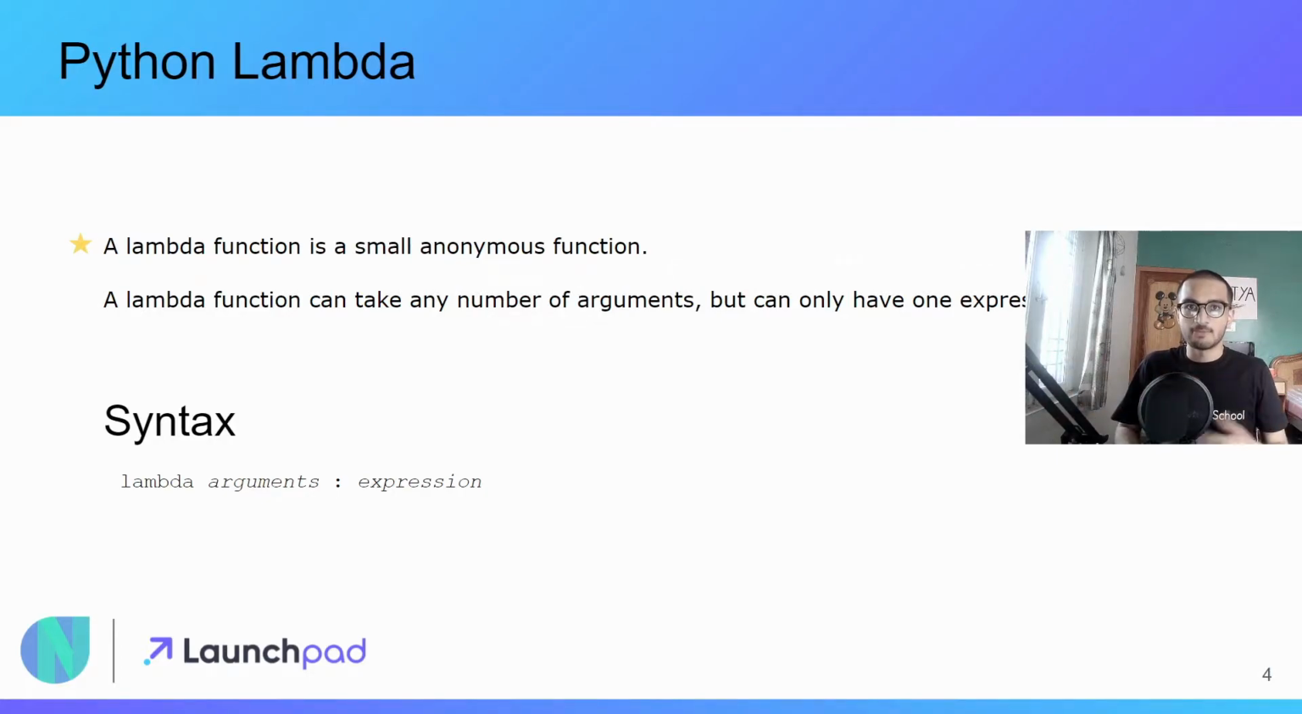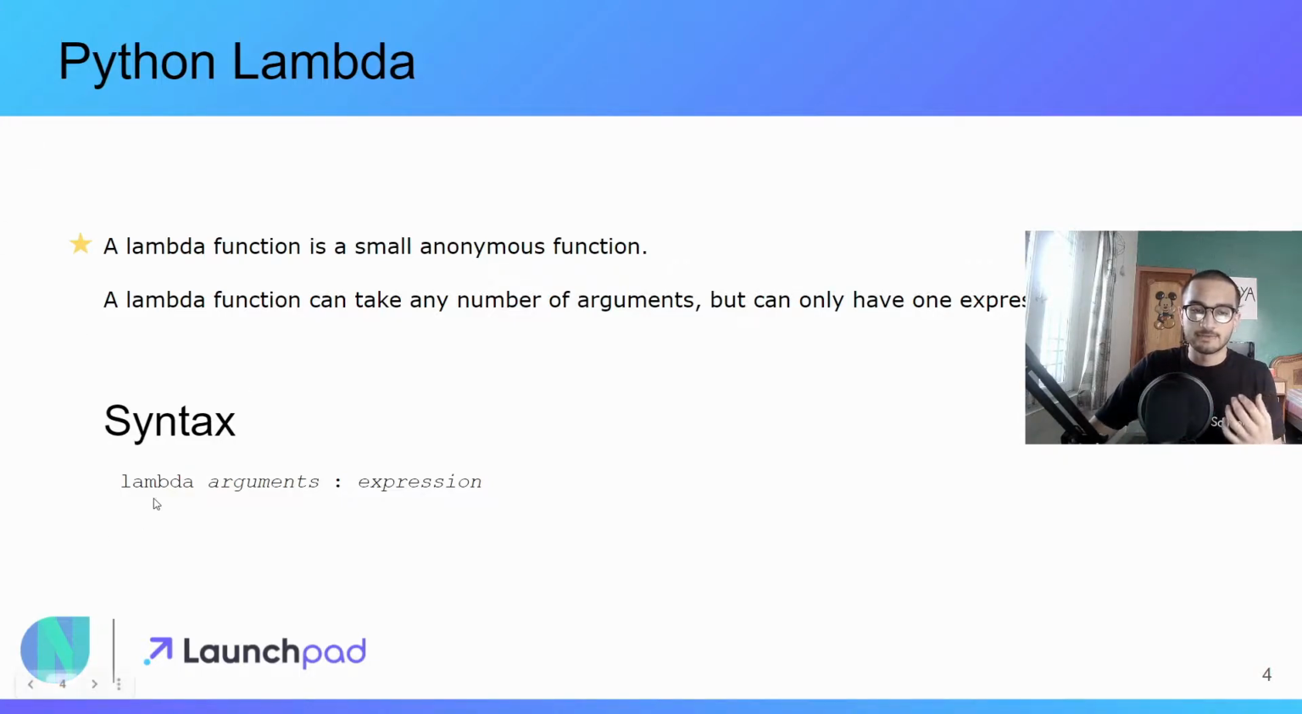Now for today's topic, we're talking about Lambda functions in Python. A Lambda function is a small anonymous function. It takes in any number of arguments. Now this is a very important point. It can take any number of arguments but only have one expression.